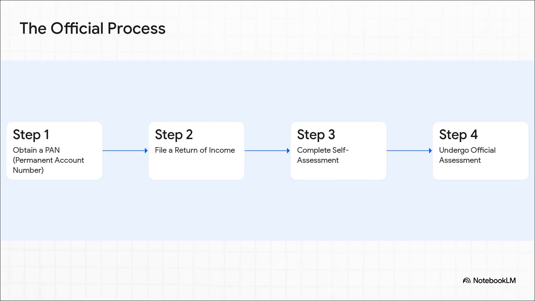This whole process is designed to create a clear, official paper trail. Chapters 15 and 16 lay it all out. Step 1, you need a PAN. That's your unique ID number. From there, you file a return of income. That's your official statement. Then you do a self-assessment to figure out what you owe. And finally, the tax authorities might do their own official assessment, just to double-check everything.